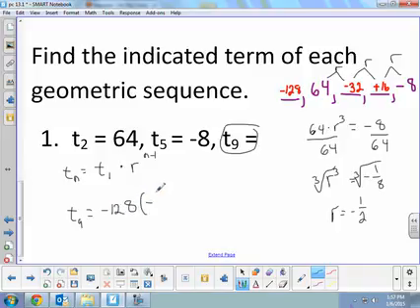My r is negative 1/2. And that would be 9 minus 1. If you work everything out there, you're going to get negative 1/2.